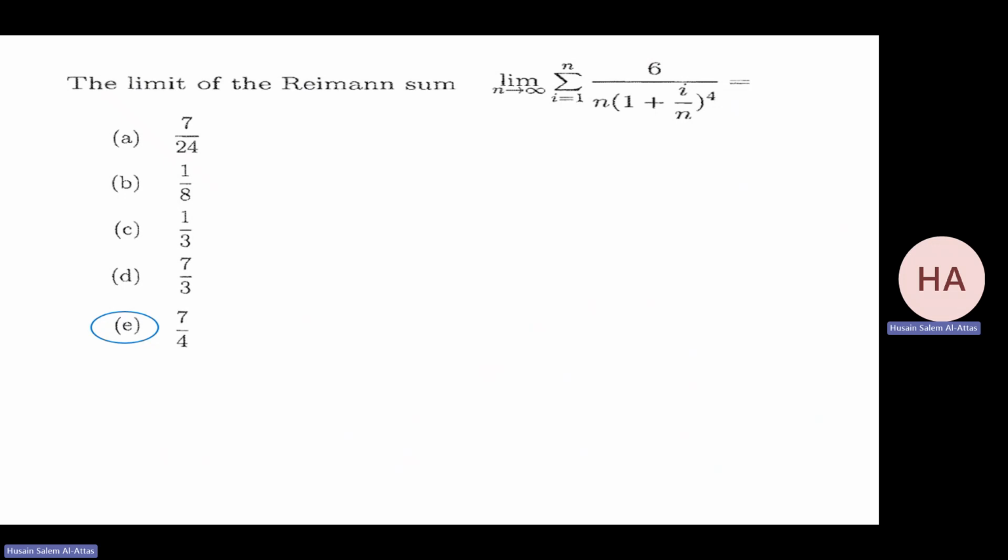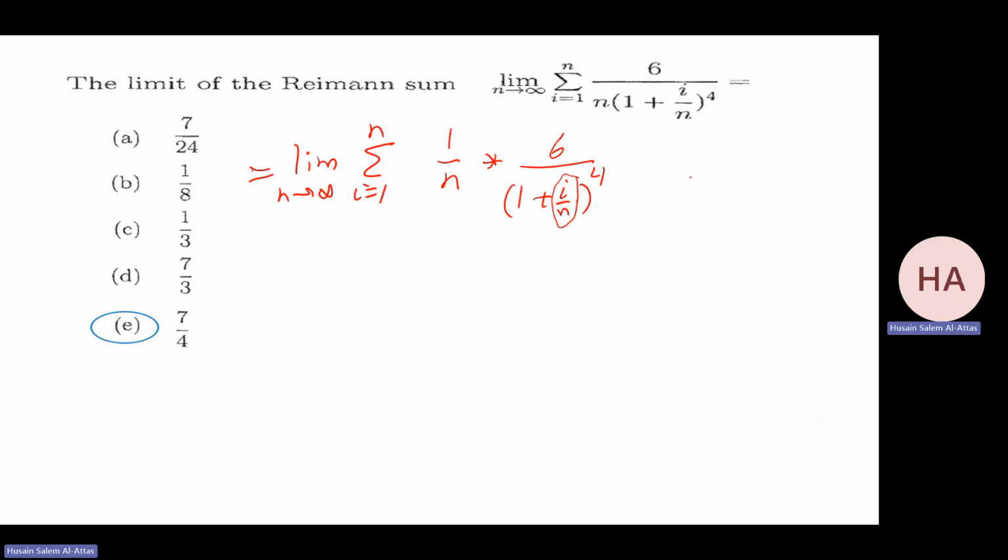I did something extra, but now let us think about this one. So how to do it? To make the calculation easier, I can rewrite it. Let me try to explain. This will be 6 over n, or 1 over n times 6 over (1 plus i over n) to the power 4. Oh, summation, don't forget the summation. The limit as n goes to infinity, summation i equals 1 to n.